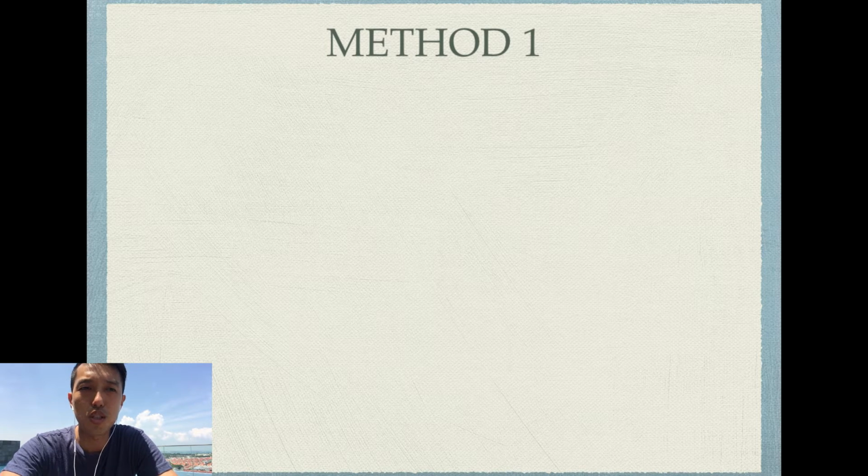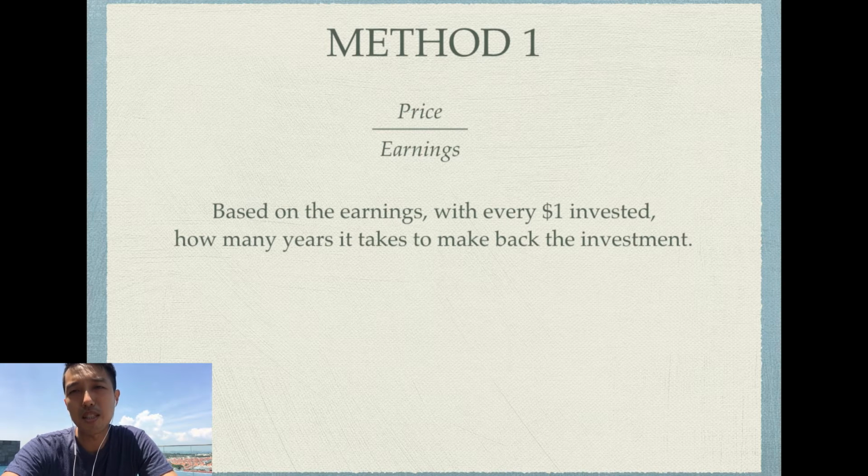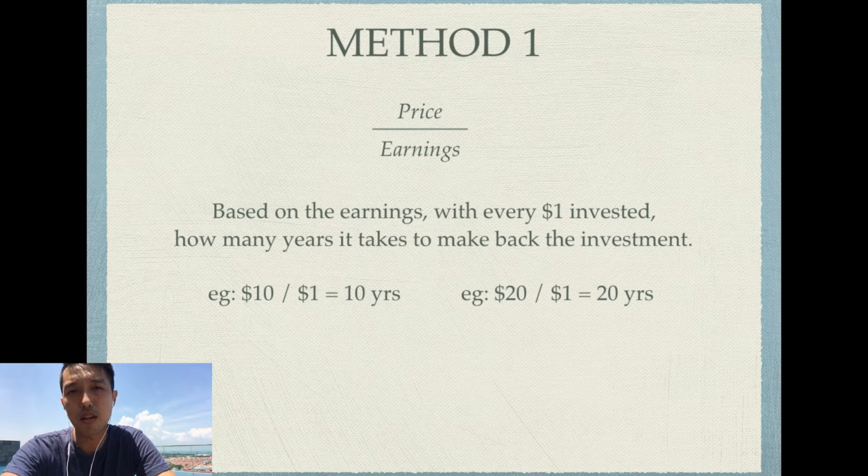The first valuation method, the common one you use, is called the PE ratio. The formula is taking the price at that point in time and dividing it by the earnings the company is earning that year. This gives you an indication of how long it takes for every dollar you have invested to return, to break even. For example, if the share price is $10 and the earnings is $1, it will take you roughly 10 years to break even on this investment.